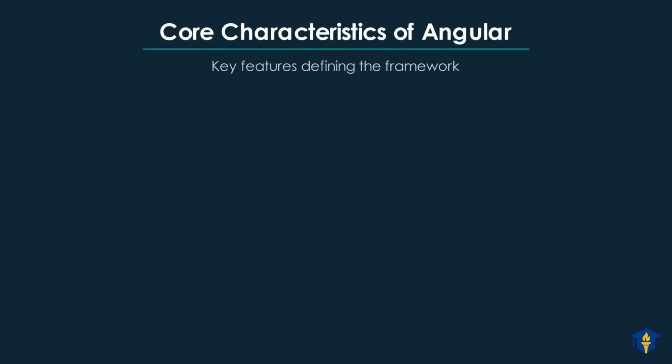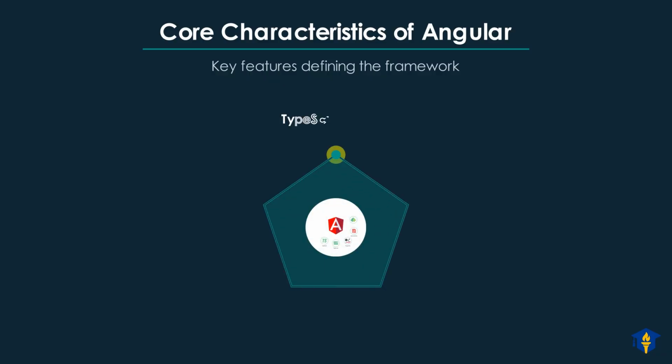These key features are essential in understanding how Angular structures and manages web development projects. First, Angular is built on TypeScript, a superset of JavaScript. This means it offers static typing, which helps in catching errors early and improving code quality.